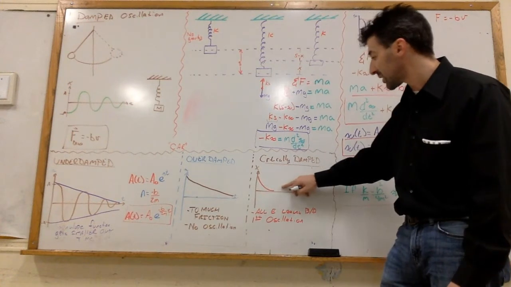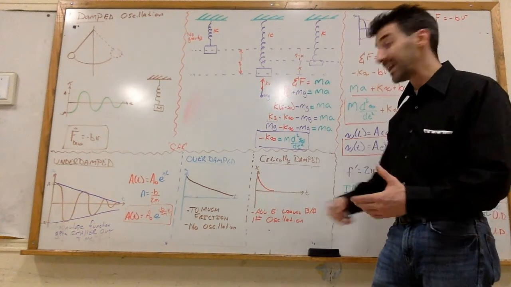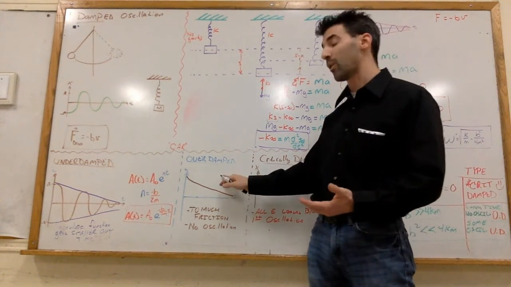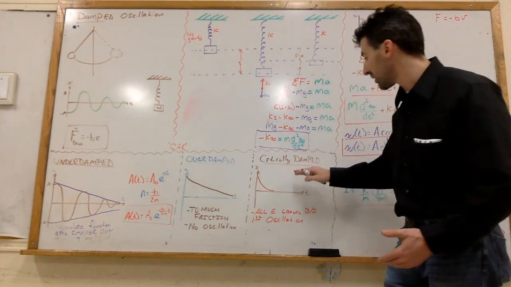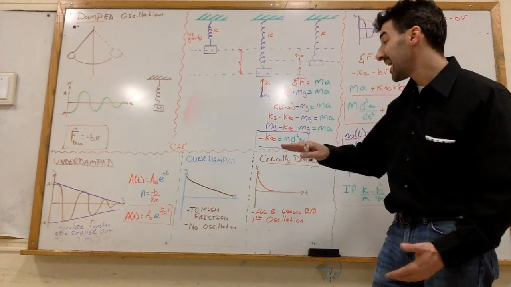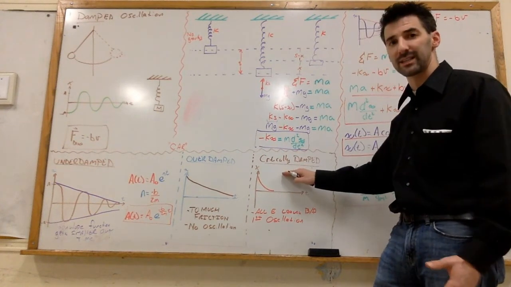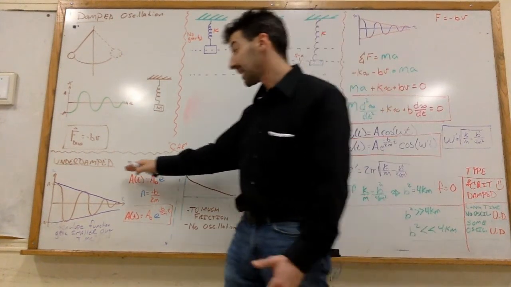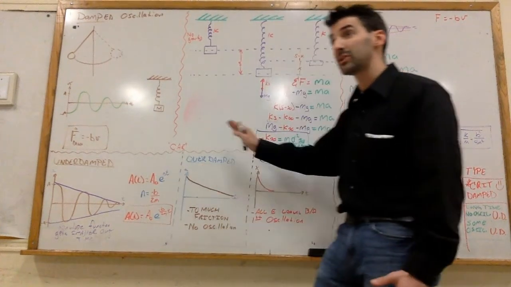All of our energy returns back into the system here in ample amount of time. It happens before any oscillation, very similar to overdamped. The difference is all of the energy gets back to the system as fast as possible in this critically damped solution. This is as long as possible. This kind of keeps going for way too long of a time.